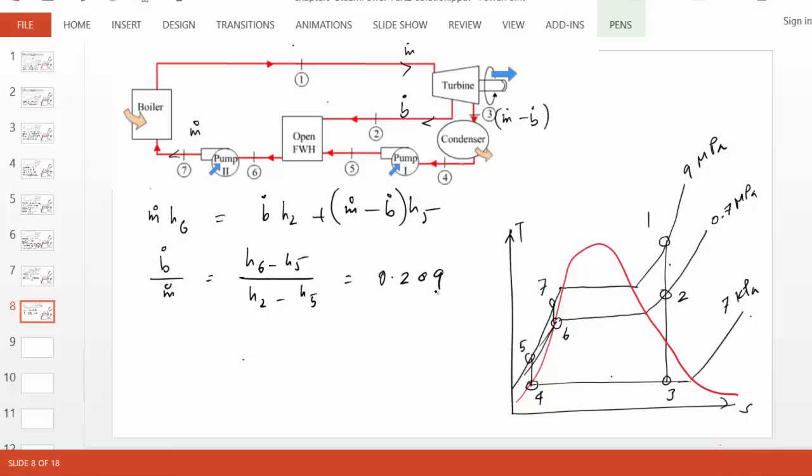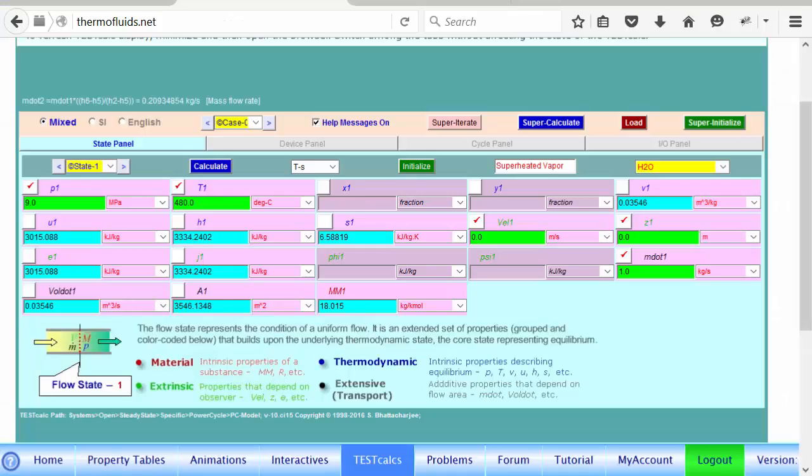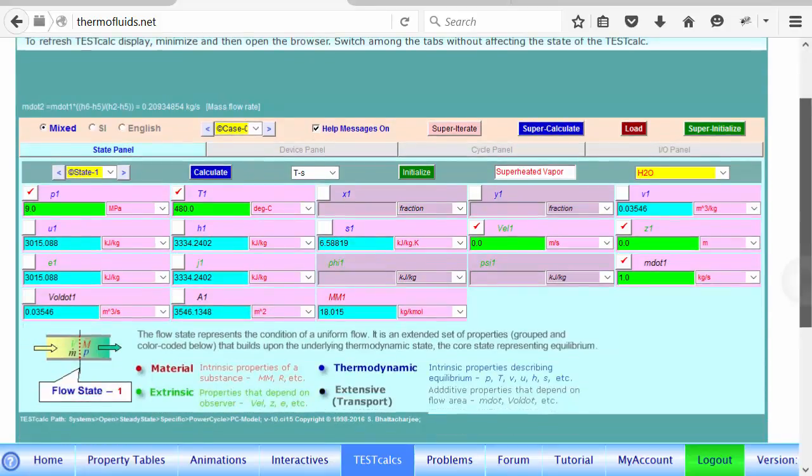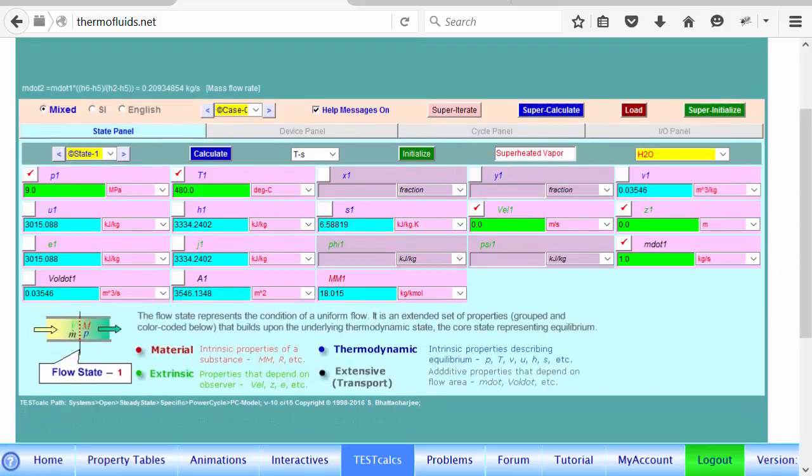Okay, before we get all the answers, let's go and verify some of the results we got. I already have done the calculations, and I'm just going to go over here. Again, this is the Testcalc that follows the path, an open, steady, specific open power cycles Testcalc. We have used that before while solving an ideal Rankine cycle problem.